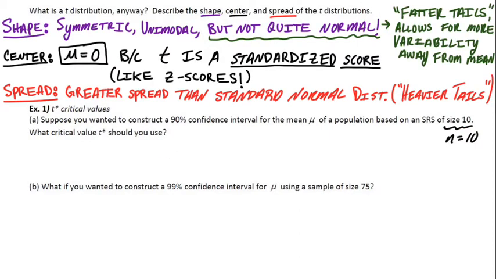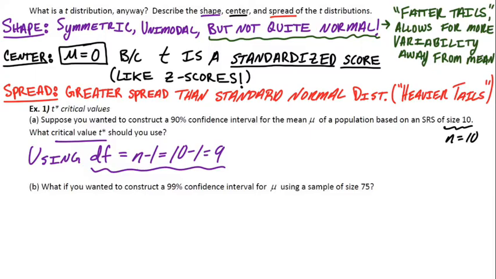Okay, so if we're using t's at all, the first thing we have to mention is the degrees of freedom that we're going to use. So in this case, degrees of freedom would be, well, 10 minus 1, so 9 degrees of freedom.